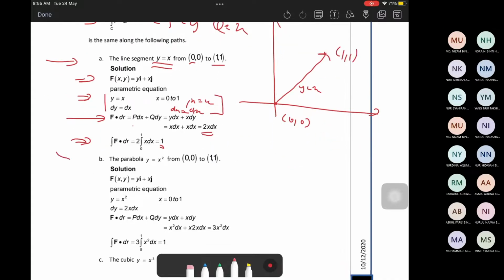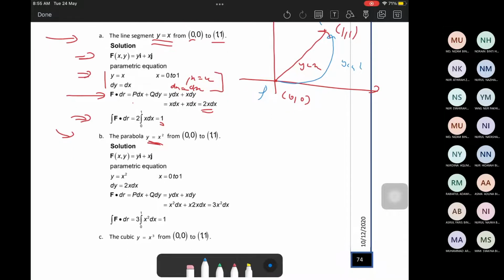Okay, question B. Dia parabola y equal to x square from 0 to (1,1). Dia gunakan satu cara lain, path nya lain, iaitu y equal to x square. Okay, dia berubah tapi P to Q tetap sama. Jadi solution dia y equal to x square and x equal to x sebab dia y equal to x square kan. Jadi kita assume parameter kita y equal to x square dan x equal to x. Dapatlah dy equal to 2x dx dan dx equal to dx.